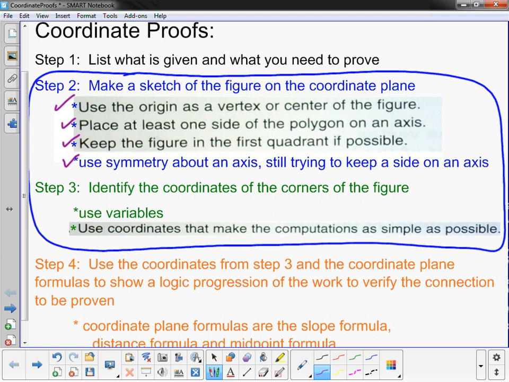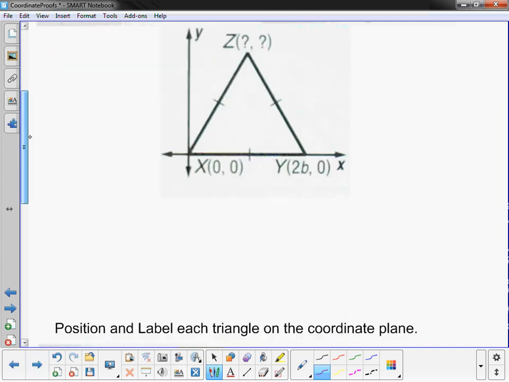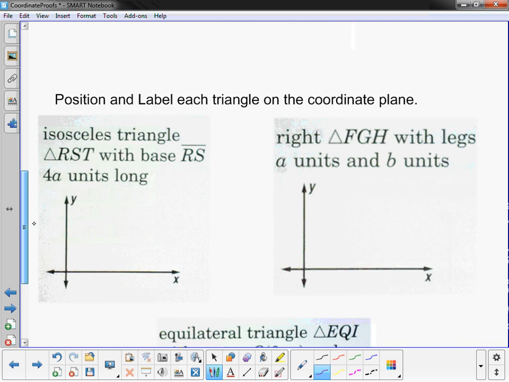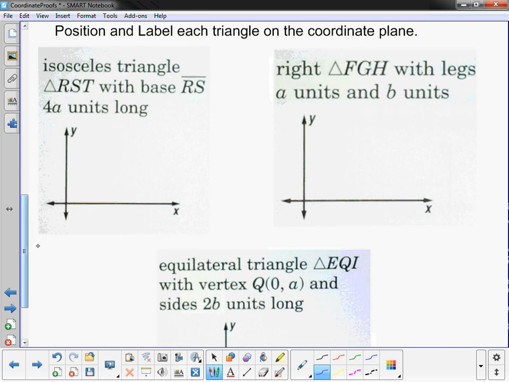The second part is step 3, where we have to identify the coordinates. If you need to know how to do that, go back and look at part 1 of this video series. Okay, so let's try these. Here were part 1 type problems. Here are part 2 type problems. We have to position and label each triangle on the coordinate plane. We've got to put it on there, and we've got to tell what the corners are.